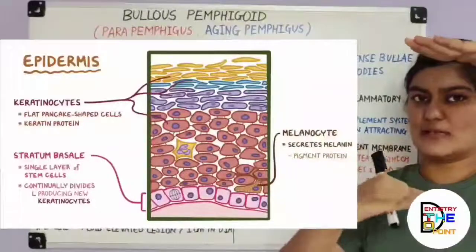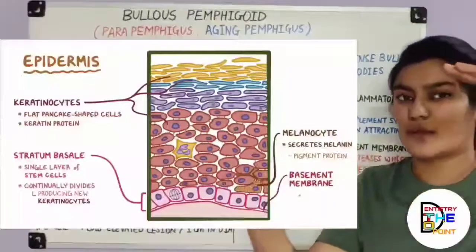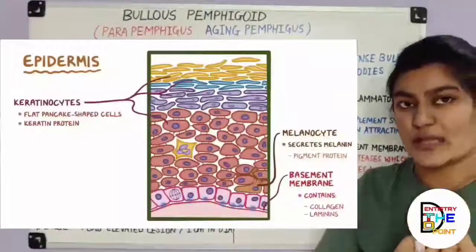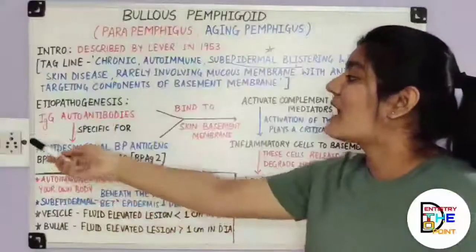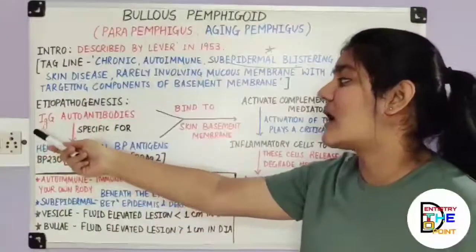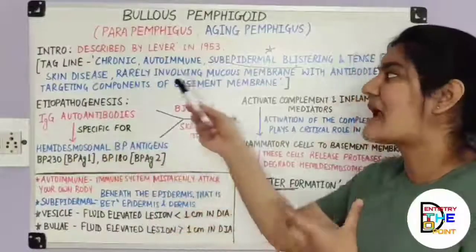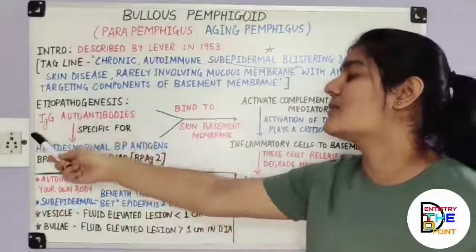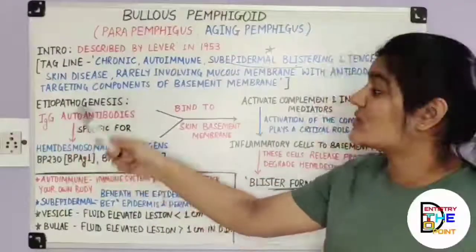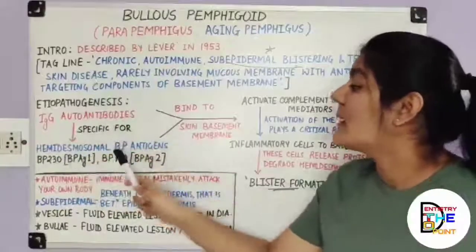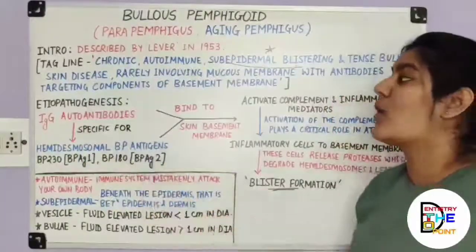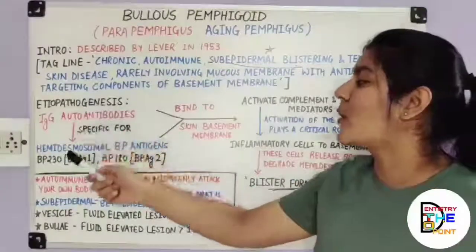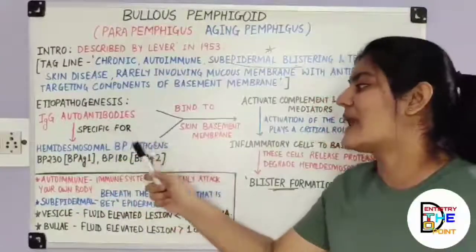So the epidermis and the dermis are distinguished by a basement membrane in between, and the basal cells are attached to the basement membrane by means of hemidesmosomes. Okay, so what happens is there are recognized IgG autoantibodies. Since autoimmunity occurs here, your body develops immunoglobulin G autoantibodies which are specific for the hemidesmosomal bullous pemphigoid antigens.